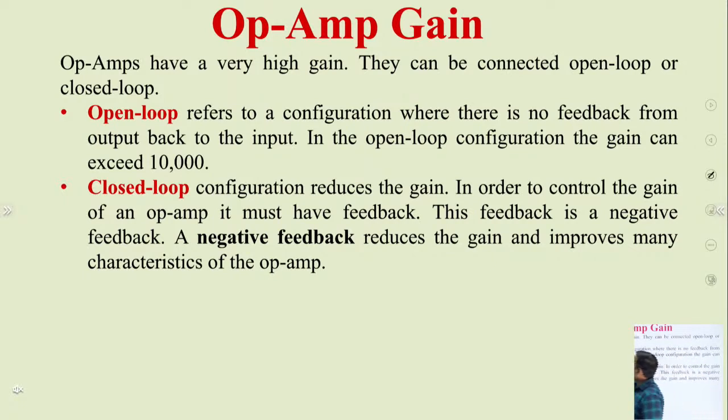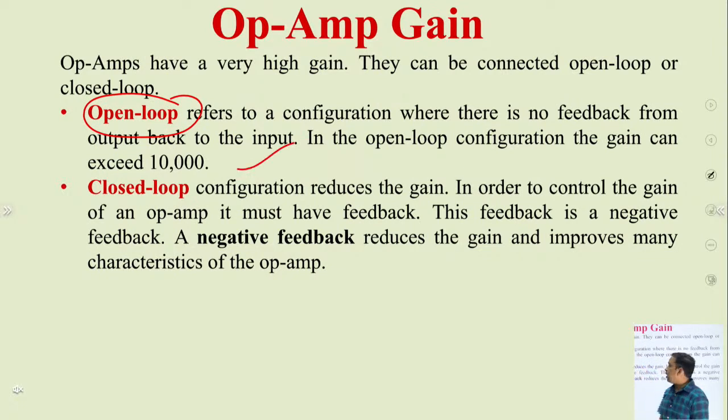So this type of operational amplifier is called open loop. Open loop means there is no feedback. Feedback is when we take some part of the output and feed it back at the input side. So if we are not providing any feedback, the configuration is called open loop configuration.